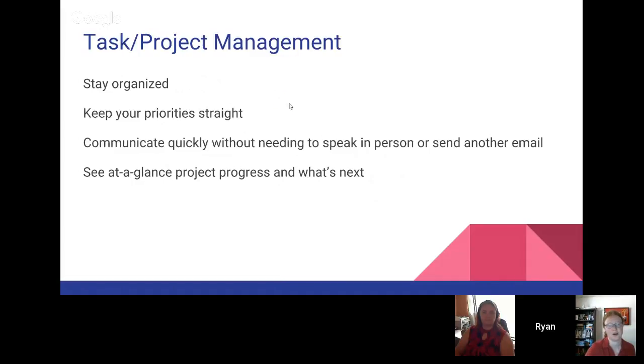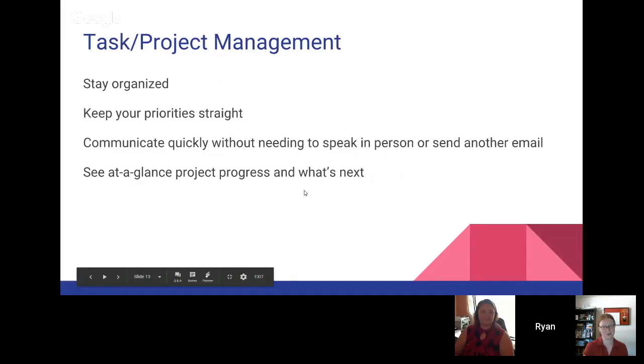And to be able to communicate quickly, you don't need to speak in person or send another email to someone. You can just quickly have a quick comment on there, hey, update me on where you're at with this task. And then you will get an answer right away, because they're right in there working on their other tasks anyway. It tends to be the place where people are actually most active too, is where their tasks are. That's where they'll see the notifications too. And like we said earlier about being able to see at a glance the project's progress, what's next, and where everyone's at on a group project can be so valuable.